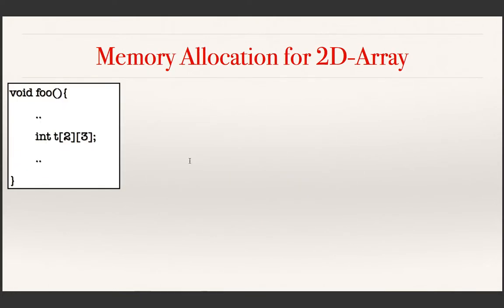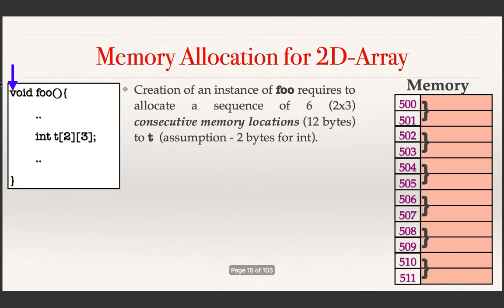Memory allocation for a two-dimensional array. See an example function foo, which declares a two-dimensional array T, or a matrix T, of 2 rows and 3 columns. The purpose of this example is just to understand how memory is allocated for a two-dimensional array. Let us see. So the function is invoked. The creation of an instance of foo requires allocating a sequence of 6, which is 2 into 3, consecutive memory locations.